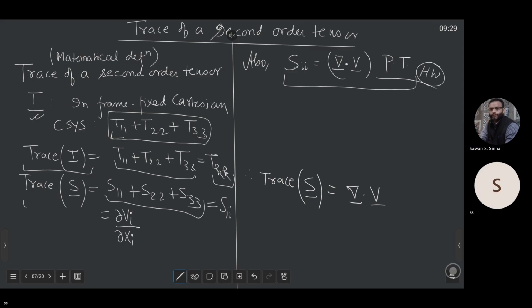And thus, later somewhere, sometime in our course, we will use this kind of equation. Trace of S is del dot V. Just an extra piece of information.